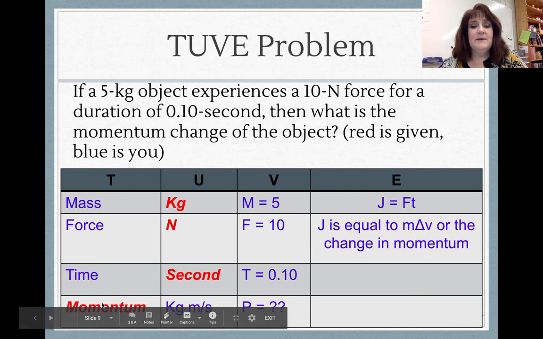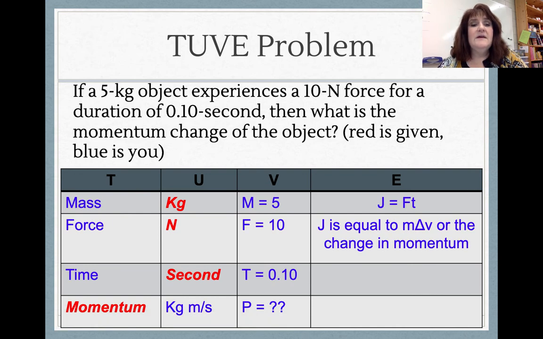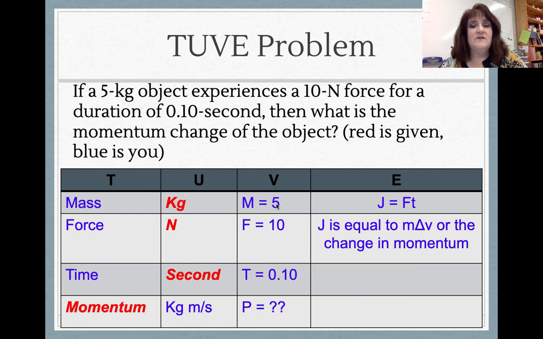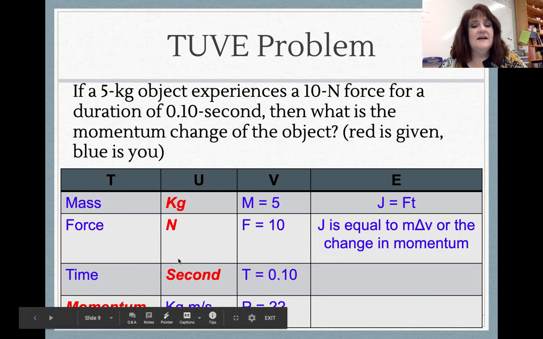This should be momentum. You then have to fill in the rest of it based on your notes and what you know. Kilogram is mass, that is 5. It's okay to have the values in here even though you're not solving it yet. Force is in newtons and it was 10. Time is in seconds and it was 0.1. Now the momentum will be in kilogram meters per second, and that's what we don't know.